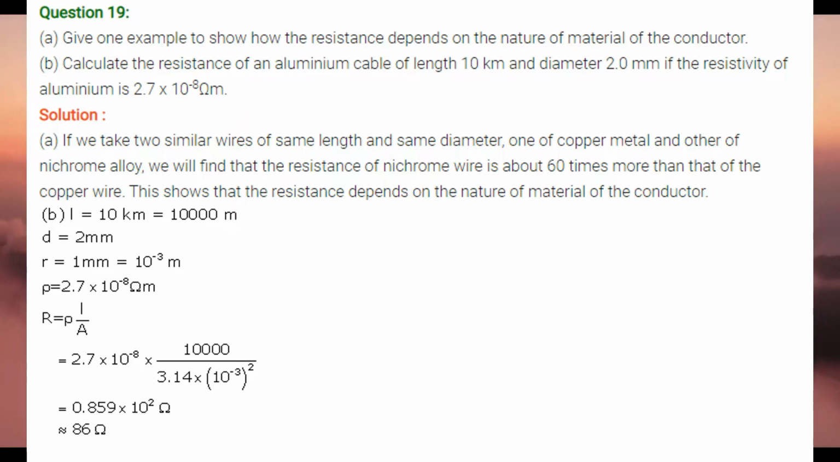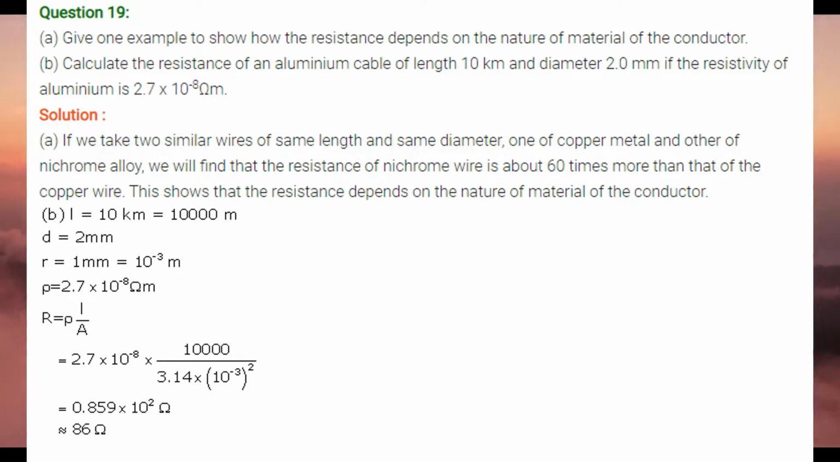Question 19. A. Give one example to show how the resistance depends on the nature of material of the conductor. B. Calculate the resistance of an aluminium cable of length 10 km and diameter 2.0 mm if the resistivity of aluminium is 2.7 × 10⁻⁸ ohm meter.